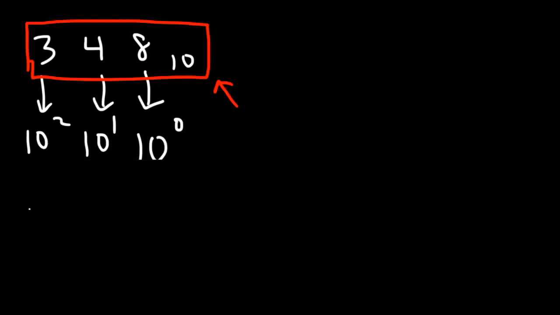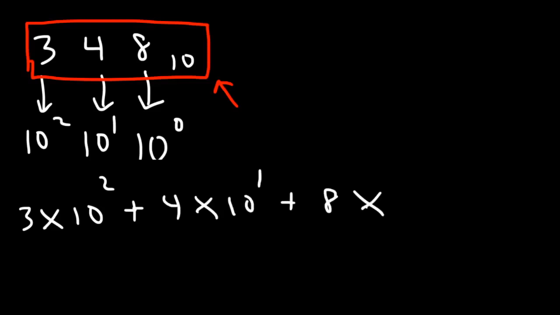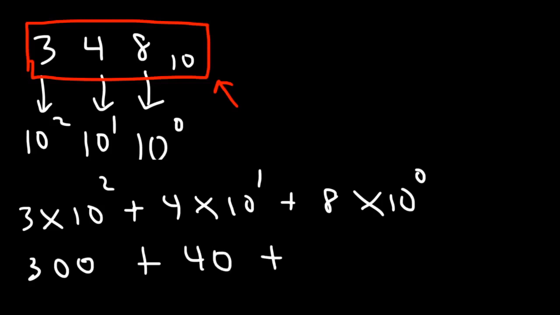So we can represent 348 as being 3 times 10 squared plus 4 times 10 to the first power plus 8 times 10 to the 0 power. Now, 3 times 10 squared, we know 10 squared, or 10 times 10, is 100. 100 times 3 is 300. And here we have 4 times 10, which is 40. 10 to the 0 is 1, so 8 times 1 is 8. So 300 plus 40 plus 8 is 348.